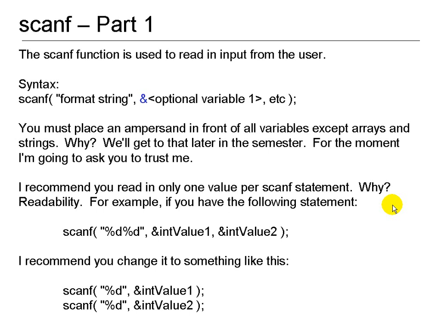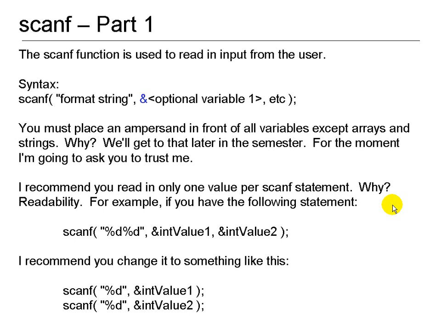Now, if you have a format string, that's because you're reading something in, so you're going to have at least one placeholder in there, which means you need at least one variable. Now, this is kind of odd. You have to place an ampersand in front of the variable names, for all variables except arrays and strings. Why do you have to do that? We'll get to that later in the semester. For the moment, I'm just going to ask you to trust me. There's a really good answer, but it's long and convoluted.